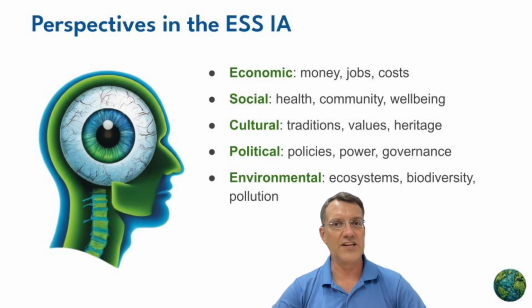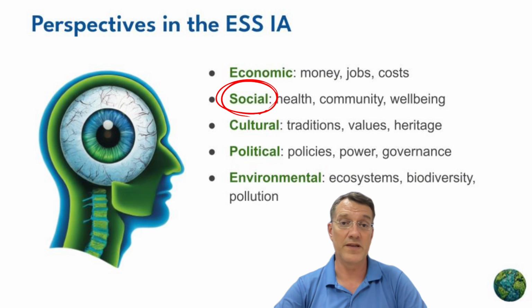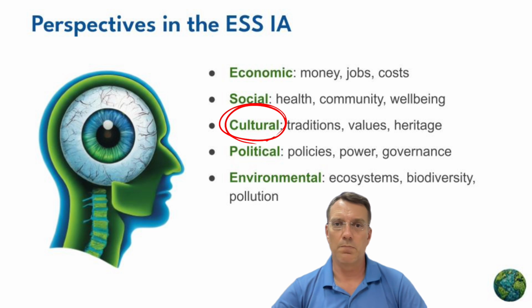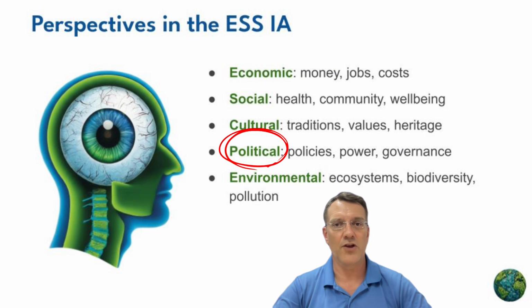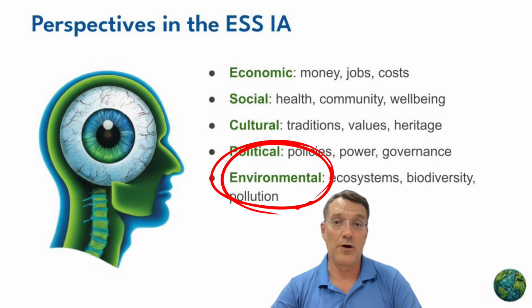Let's quickly define what each of those means. Economic perspectives focus on money, jobs, profit, costs, and financial impacts. Social perspectives relate to community well-being, health, education, and quality of life. Cultural perspectives involve traditions, values, beliefs, heritage sites, and ways of life. Political perspectives concern government policies, power dynamics, regulations, and government structures. Of course, environmental perspectives prioritize ecosystem health, biodiversity, pollution levels, and resource conservation.